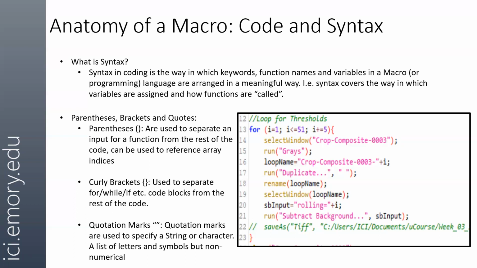That means if you do anything like a loop where you perform the same analysis on different sets of data, it will always be performed the same way. And parentheses generally separate variables from each other and usually contain the inputs for a function. So you'll see run here is a function with the input of grays. That grays has to come in between those two parentheses so that the function knows what to do.